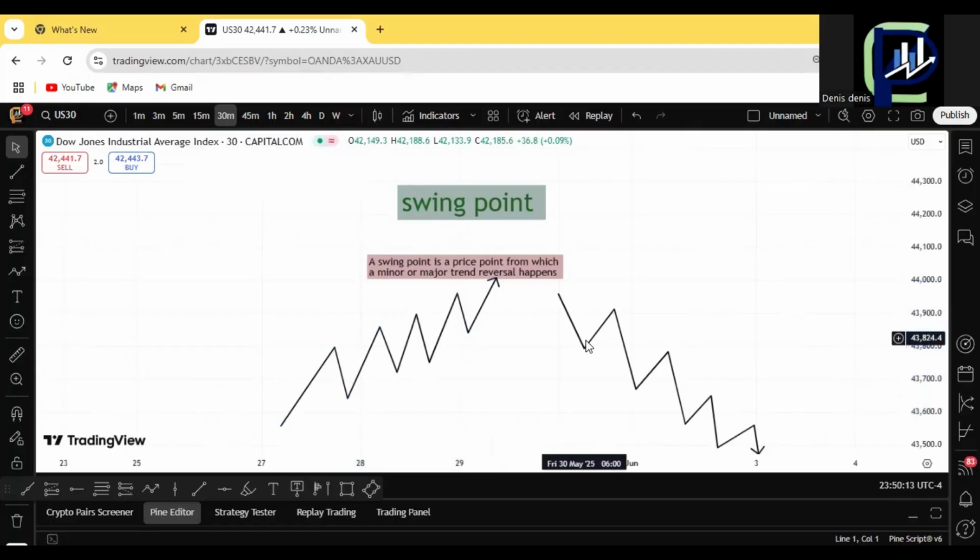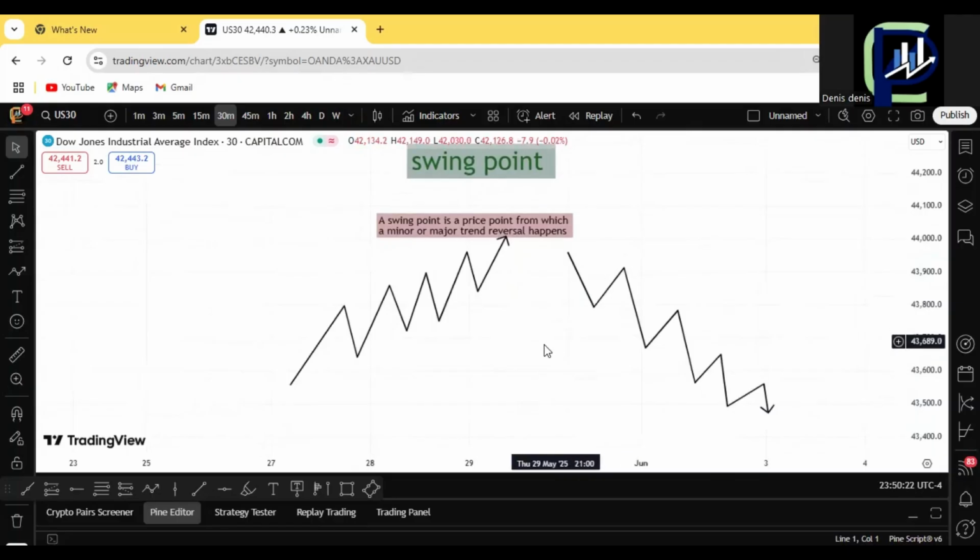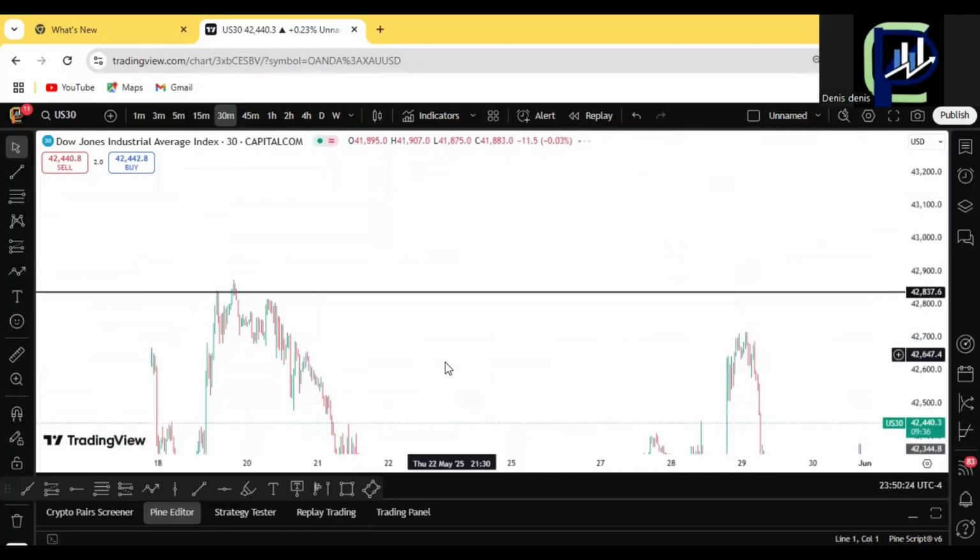So for example, here the market is moving down, but when it reaches here, it pushes up. So this becomes my swing point. This is a swing point. Let's just go to the charts and look at what I'm talking about.